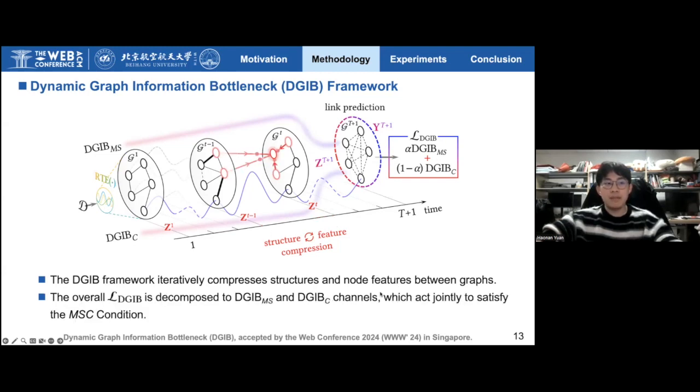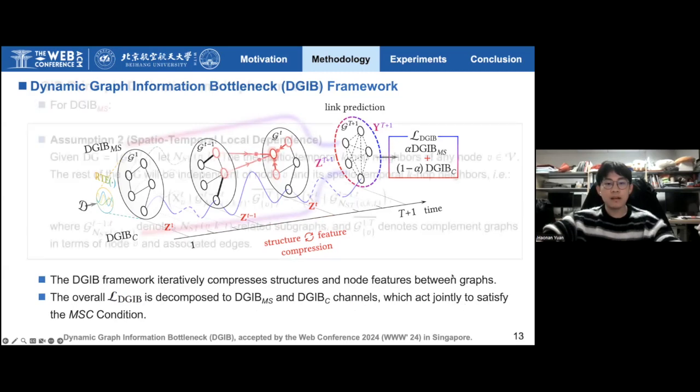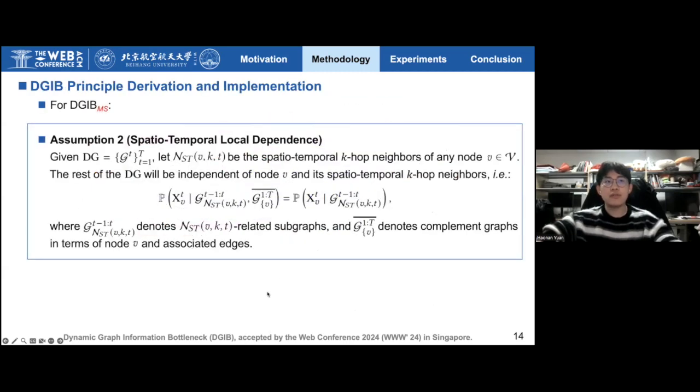The DGIB MS channel and DGIB C channel, as the optimization targets respectively, guide the above information compression and retention process from two dimensions: first, the minimal and sufficient, and second, the consensual, and finally get the Z t+1 through the information bottleneck. Next, we introduce how to calculate and optimize the targets of the two channels respectively.